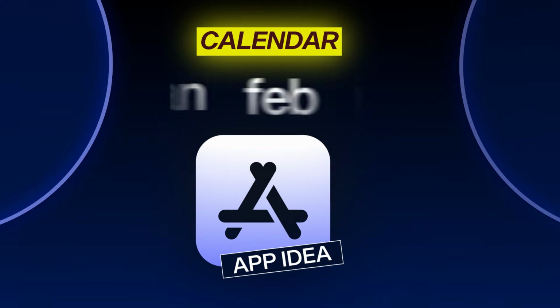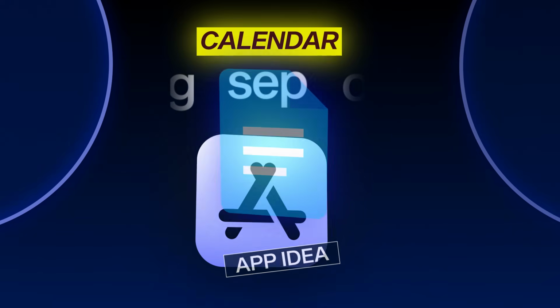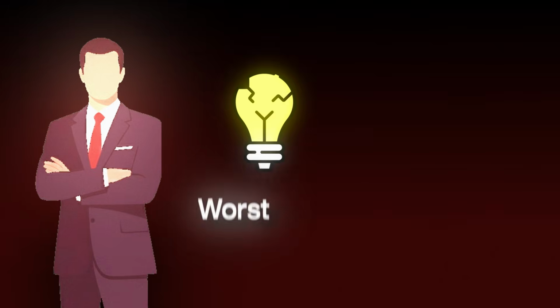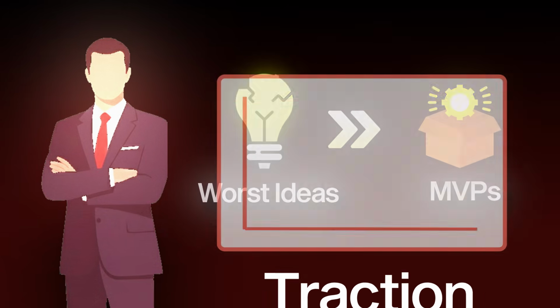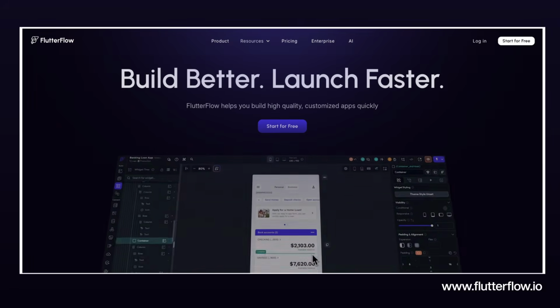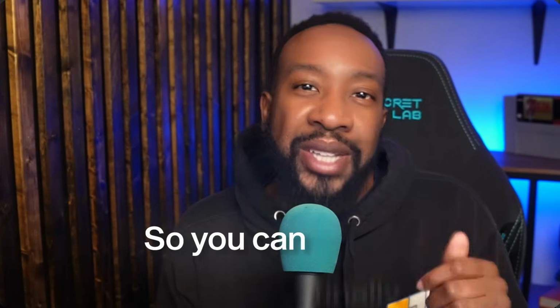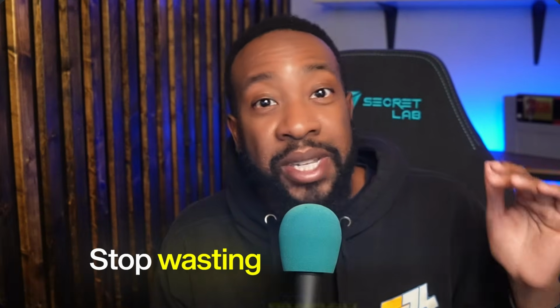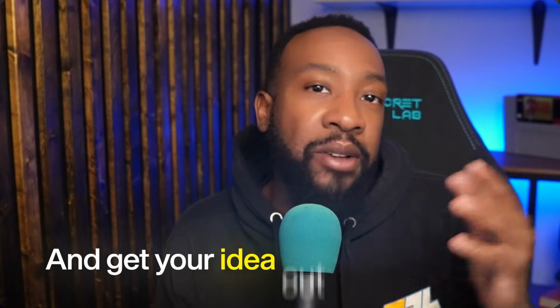You've had this app idea for months, but it's still sitting in a doc somewhere, and no one's reading it. You've watched tutorials, bookmark walkthroughs, and still you don't know where to start. Meanwhile, people with worse ideas are shipping MVPs and getting real traction. This video shows you exactly how to build your first working app in FlutterFlow, even if you're not technical, so you can finally ship something real, stop wasting money on devs, and get your idea out into the world.